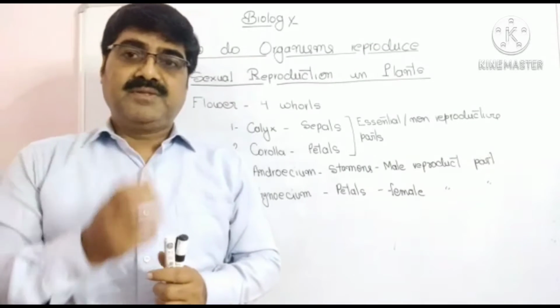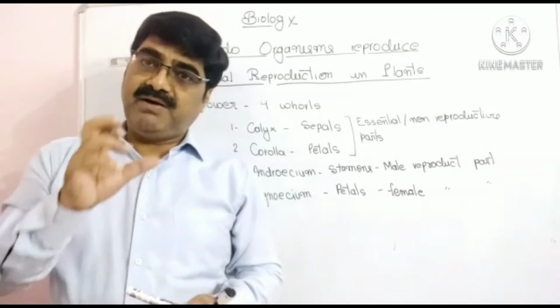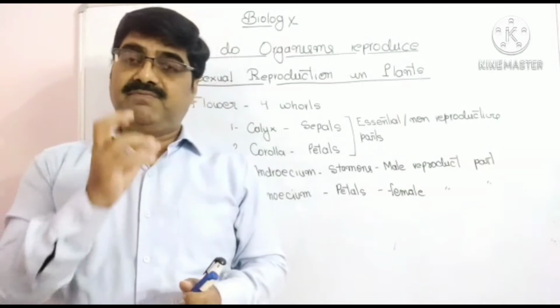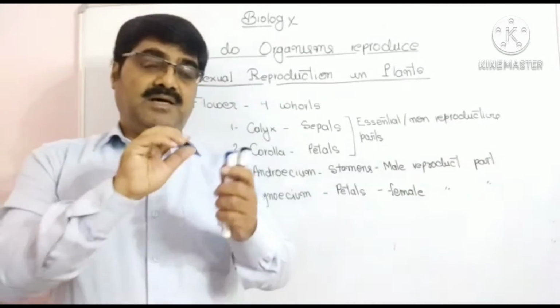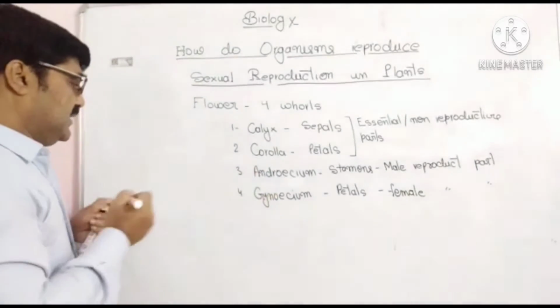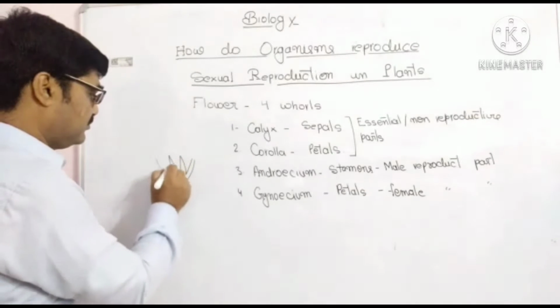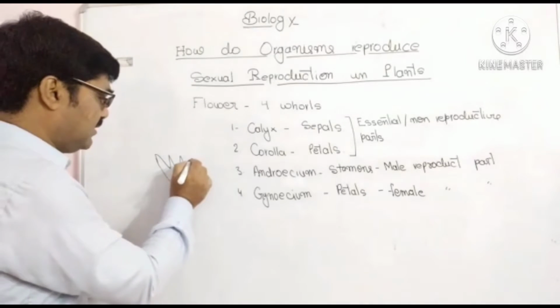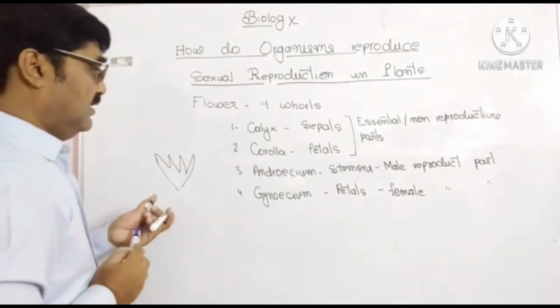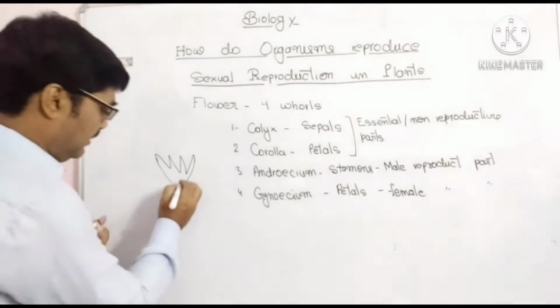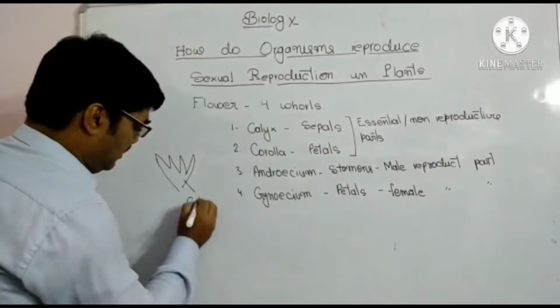In actual, a flower is made up of four whorls. There are four whorls in the flower. The outermost whorl is like this. This whorl is called calyx. This is called calyx.